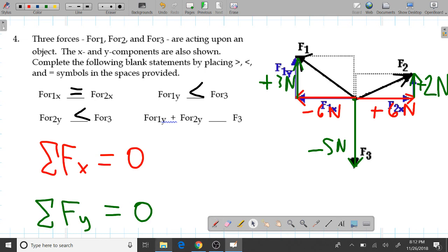Well, what about the y component of force 1 plus the y component of force 2? When I add up those two forces, how does that compare to the magnitude of force 3? Remember I said 3 plus 2 is equal to 5, so this also has a magnitude of 5. That means these two forces added together are equal to the magnitude of force 3. Okay, so that's how you do the fourth one.